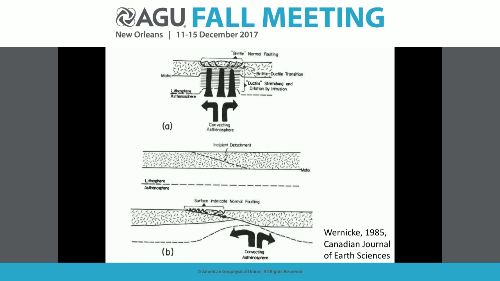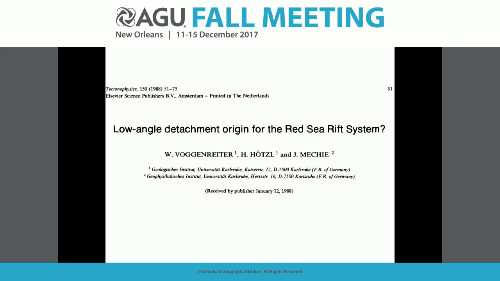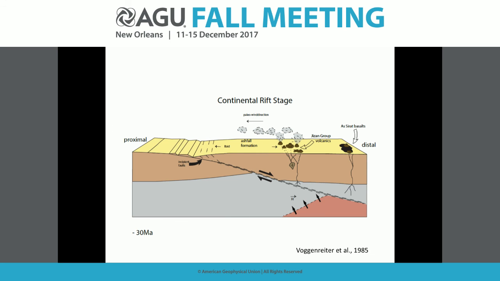Now, there was a German fellow who was in Canada in 1985, and he went back to Germany to teach at the University of Karlsruhe, Hützel. And he told his PhD student, Voggenreiter, to use the Wernicke model to make a low-angle detachment origin for the Red Sea system. And An Yin told me about this paper. I had already gotten our model for the Red Sea, and I hadn't read this paper. And sure enough, back in 1985, I think that should be 88, sorry about the date, they proposed the model that I'm talking to you about today.